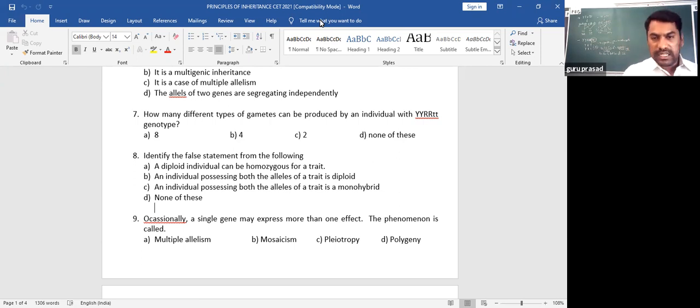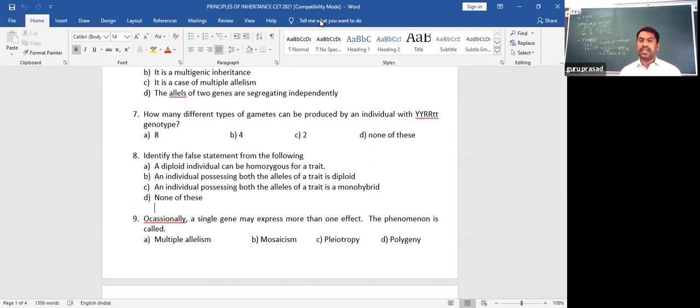Now, occasionally a single gene may express more than one effect. A phenotype phenomenon is called. So here they have given a definition or a statement of one of the terms. You have to identify that term. What do you call the expression of many effects by the expression of a single gene? And that phenomenon, I directly get to the answer, is pleiotropism.